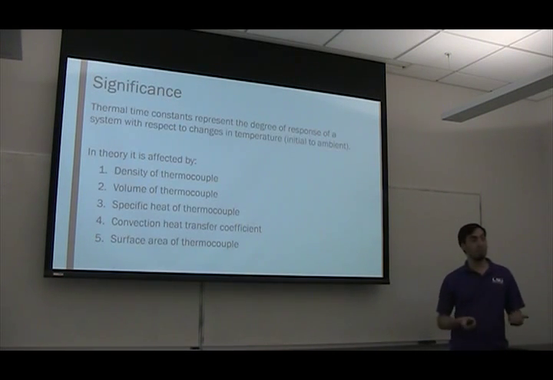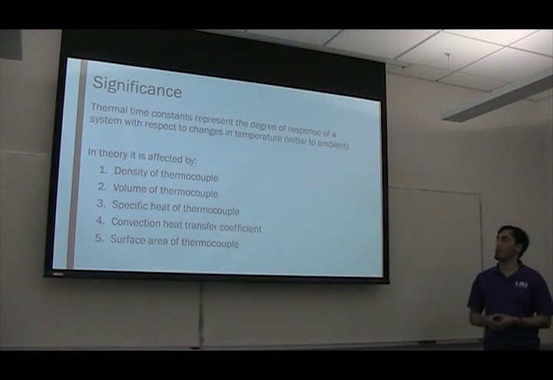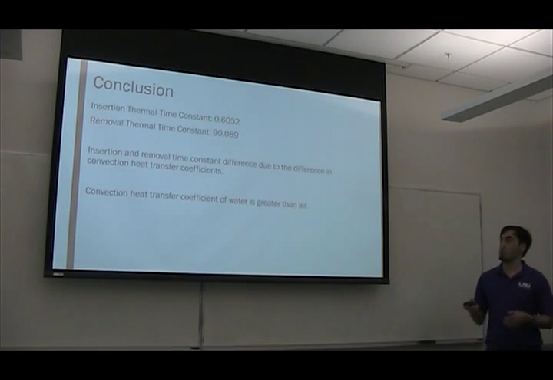The significance of this: the thermal time constant is used to characterize the thermal responsiveness of the system. In theory, it's affected by these 5 things: the density of the thermocouple material, volume, specific heat of the material, the convective heat transfer coefficient, and then the surface area of the thermocouple. The only thing that really changed between insertion and removal was number 4, the convection heat transfer coefficient. So that's what resulted in such a big difference between the two thermal time constants.